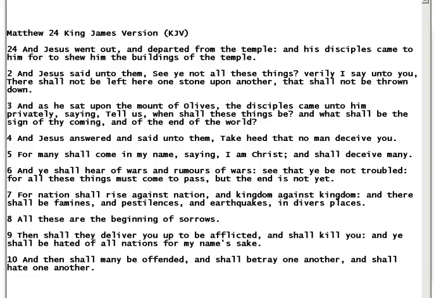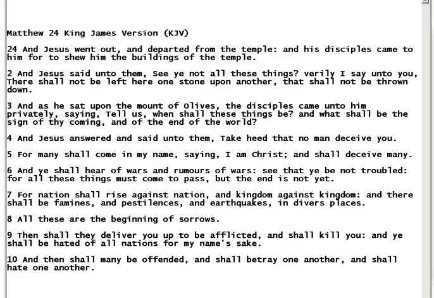For nation shall rise against nation, and kingdom against kingdom, and there shall be famines and pestilences and earthquakes in diverse places. All these things are the beginning of sorrows." Then in the very next verse, Jesus says, "Then shall they deliver you up to be afflicted, and shall kill you, and ye shall be hated of all nations for my name's sake."